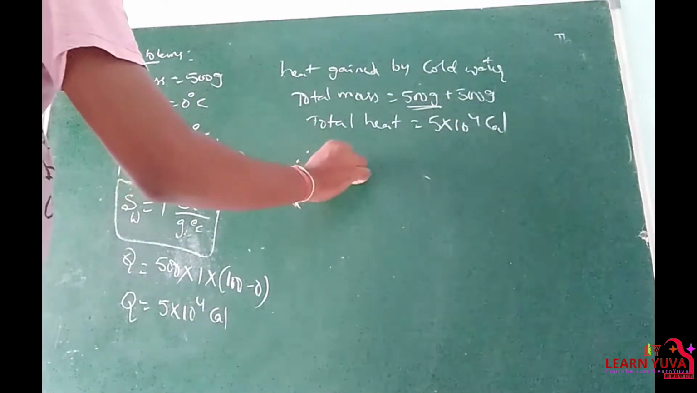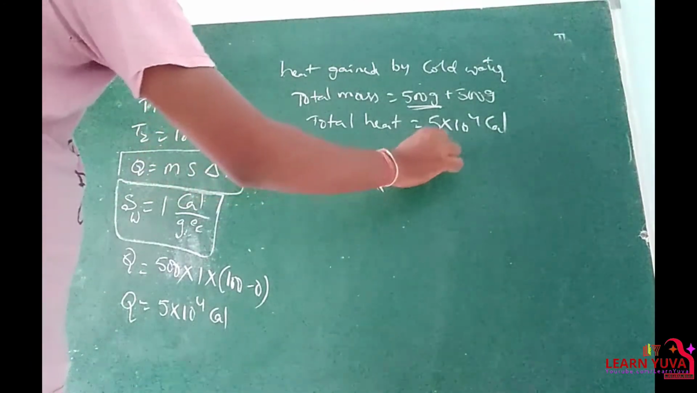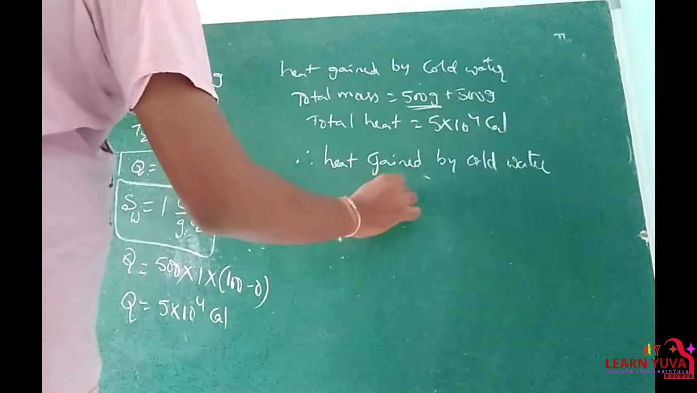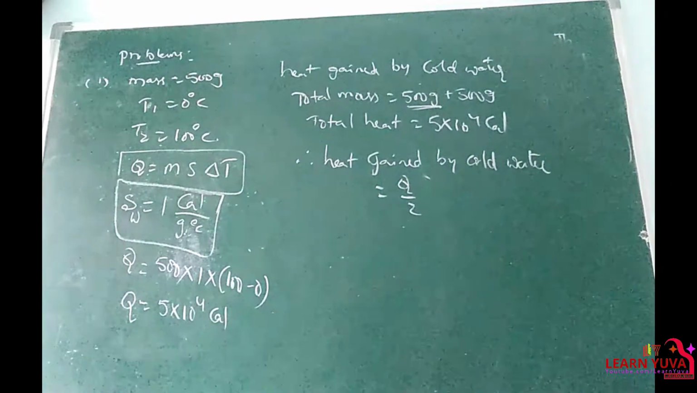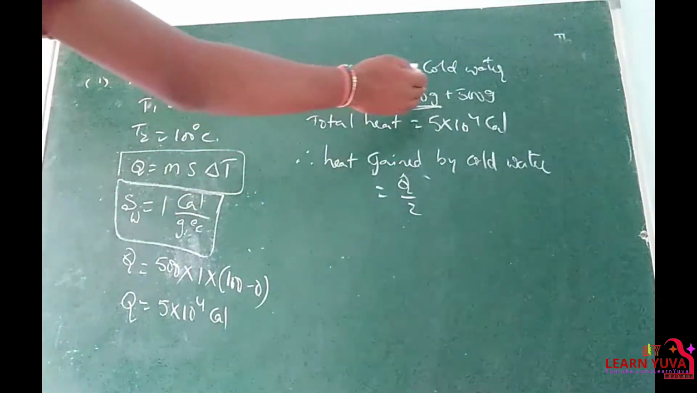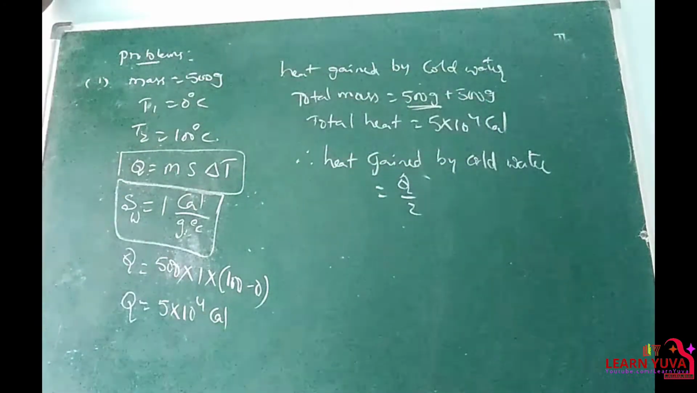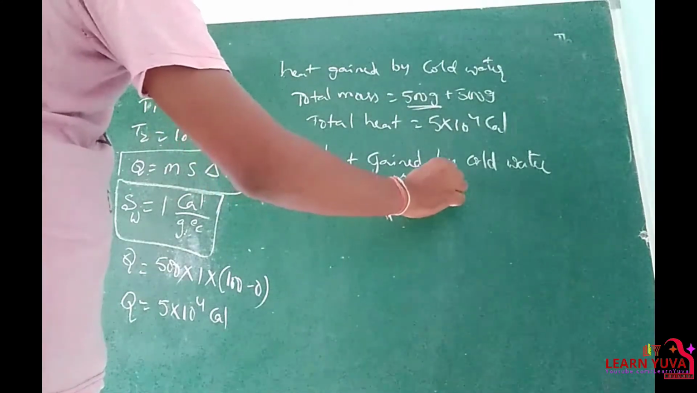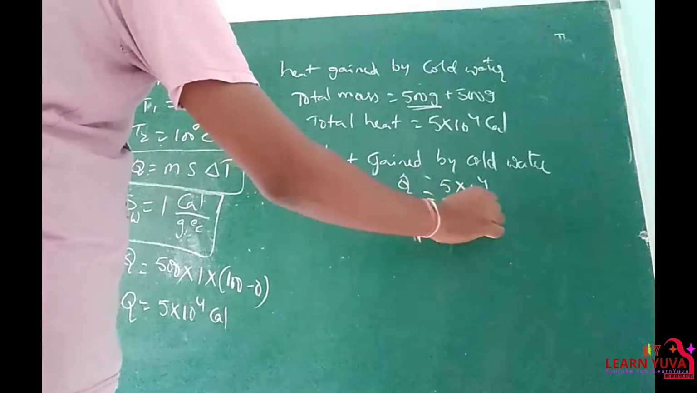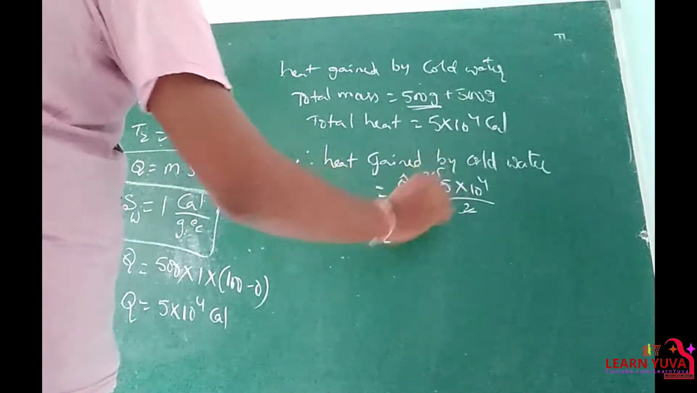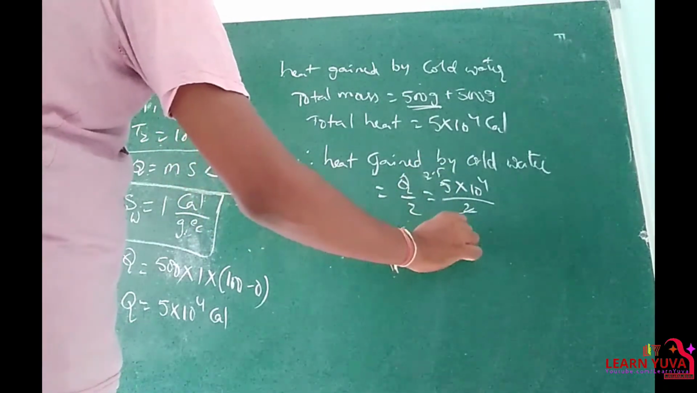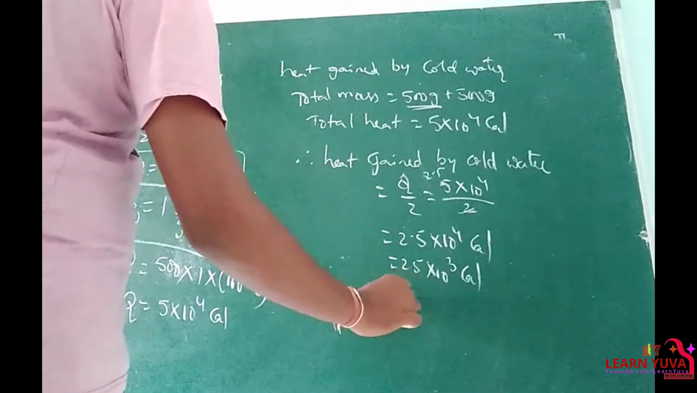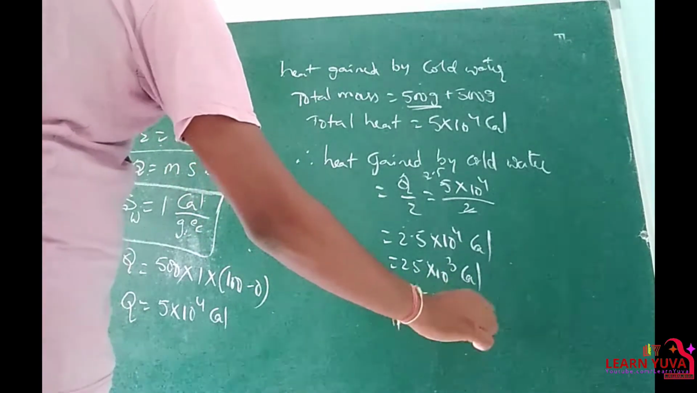Therefore, heat gained by cold water is equal to total heat by 2, because half is filled with cold water and half is filled with hot water. We need only cold water. So Q by 2, that means 5 into 10 power 4 by 2, that is equal to 2.5 into 10 power 4 calories, or 25 into 10 power 3 calories, or 25 kilocalories. That's it.